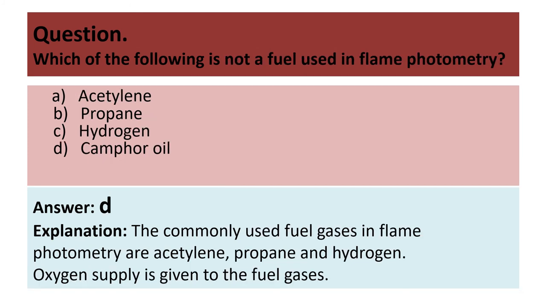Then in the next question, which of the following is not a fuel used in flame photometry? Among these four options, acetylene, propane, hydrogen and camphor oil, option D, camphor oil, is the odd one out, and the rest are the commonly used fuels along with some oxygen supply to burn the fuel.